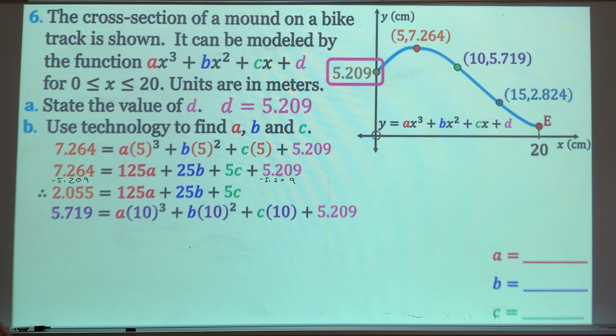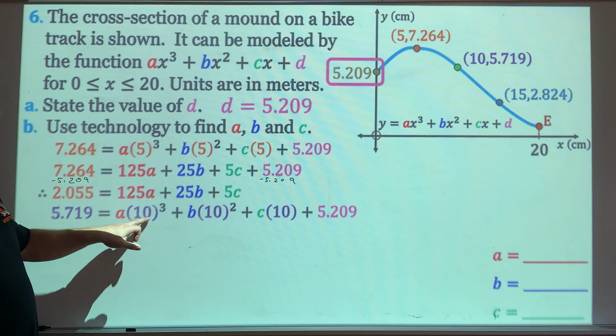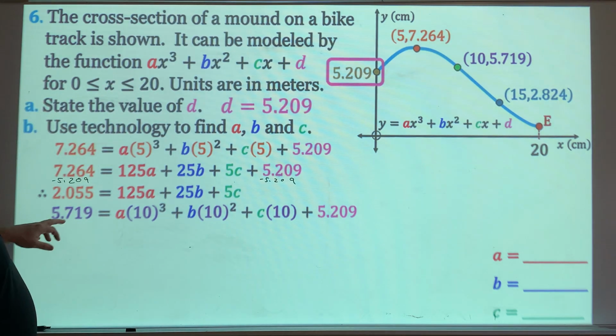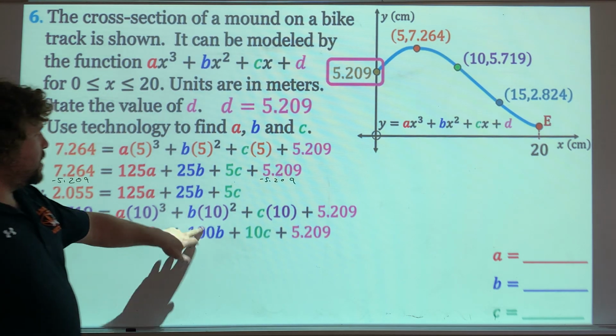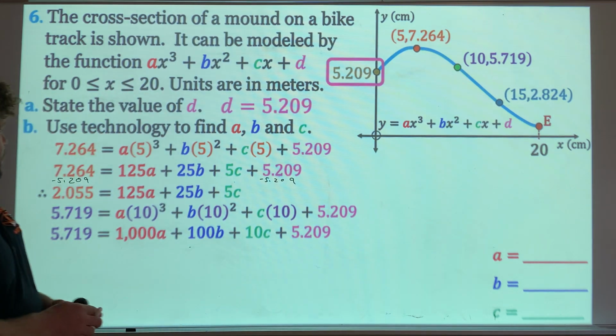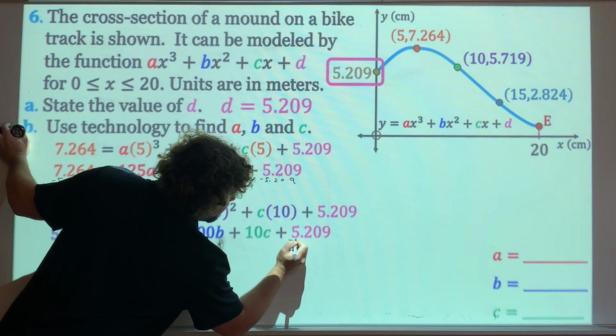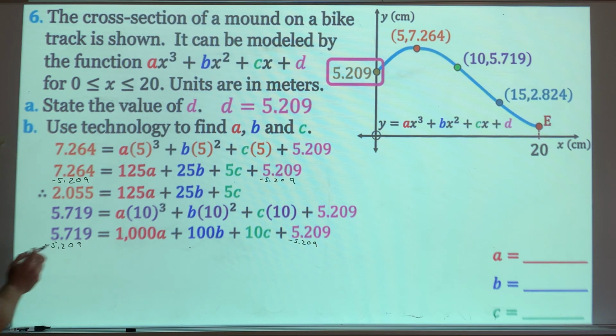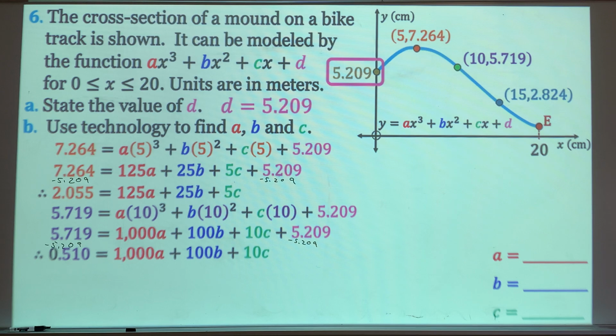All right, next one. 5.719 equals a times 10 cubed plus b times 10 squared plus c times 10 plus 5.209, right? 1,000, 100, 10. What do we do with this number? We're going to subtract again, 5.209 minus 5.209. That gives us the equation that we're going to use. These are the equations we care about. Equation 1, equation 2. 0.510 equals 1,000a plus 100b plus 10c. All right?